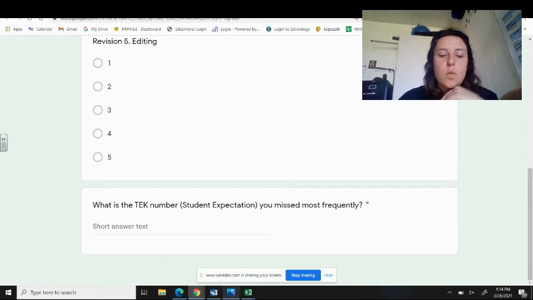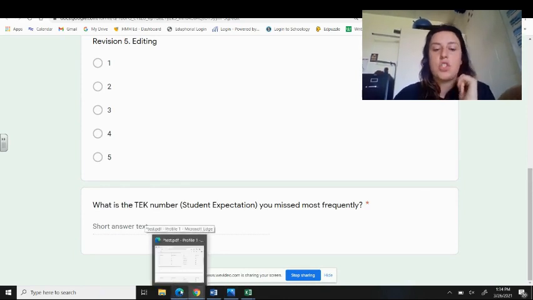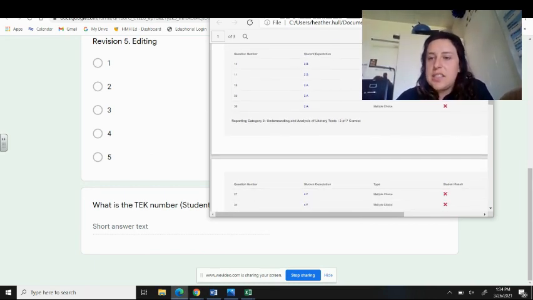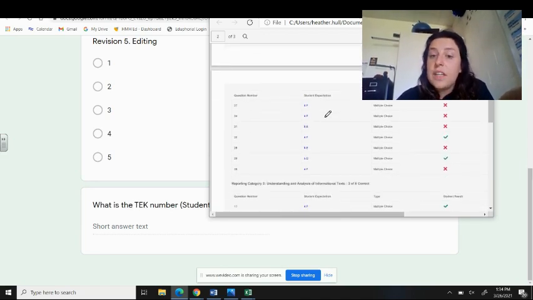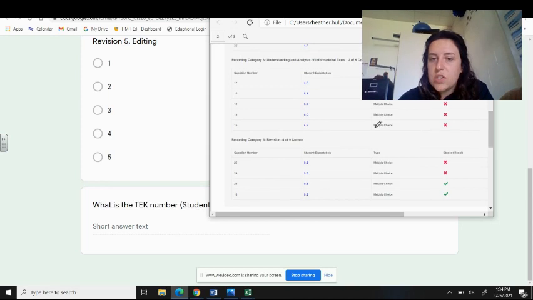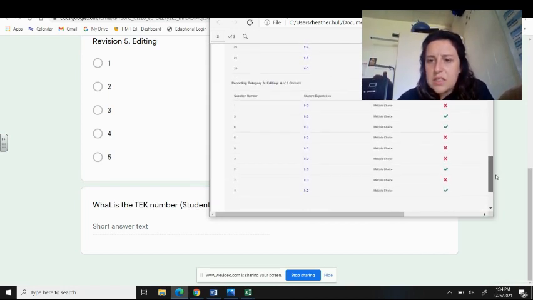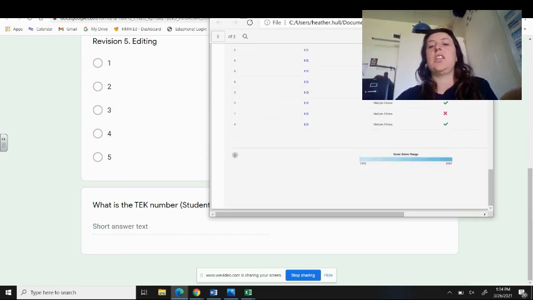Greatest weakness, and then this is the one you need to pay attention to. What is the TEK number or student expectation you miss most frequently? So if you'll go down here to student expectation, let's see, I missed 1 2B, I missed 2 2As. Let's see, I missed 2 4Fs, 2 8Es. So right now, another 4F, that's 3. So right now, 4F is the one I did the worst in. 5D, 8C. Oh, another 4F, that's 4. Then 2 9Bs, 3 9Cs, 1, 2, 3, 4, 5 9Ds. So 9D was actually the worst area.